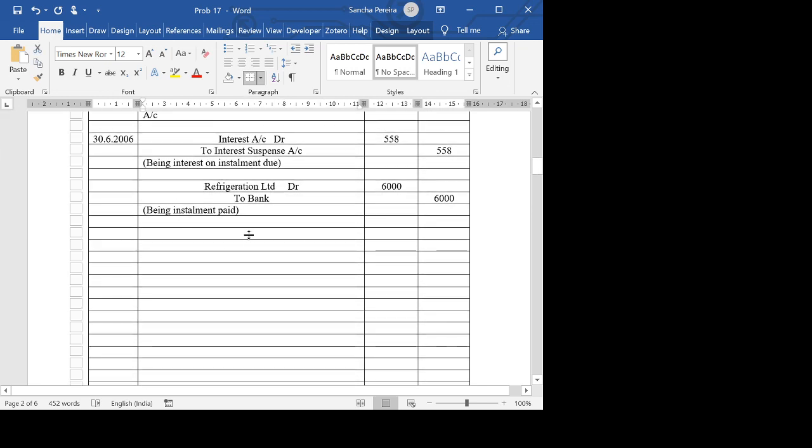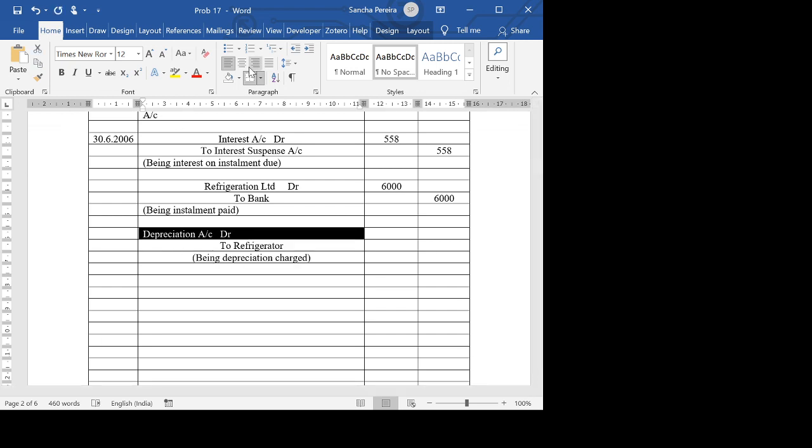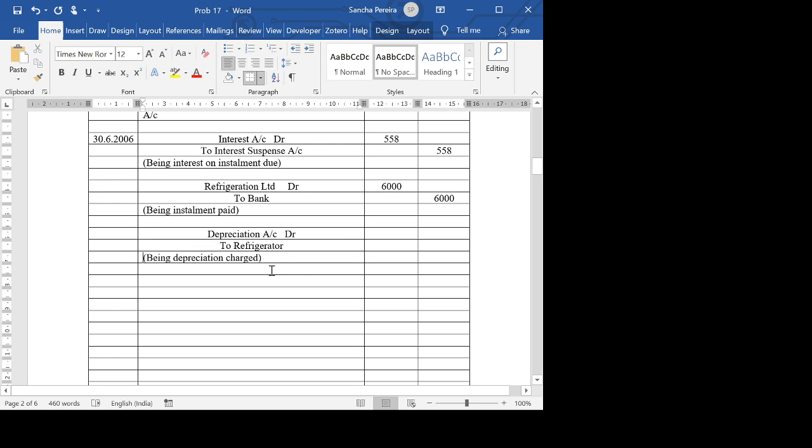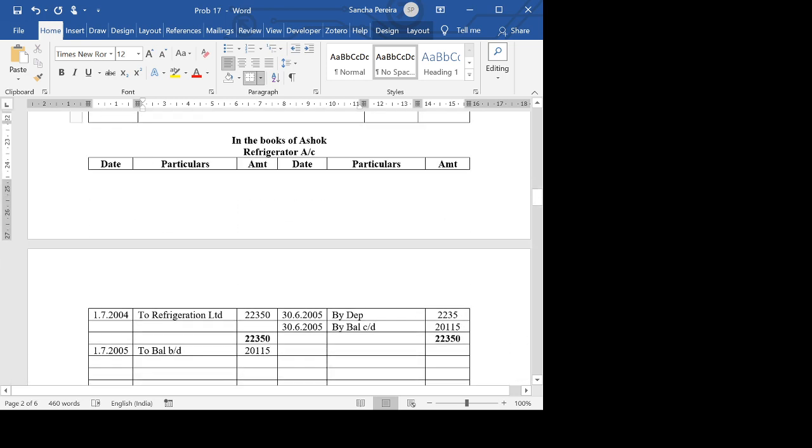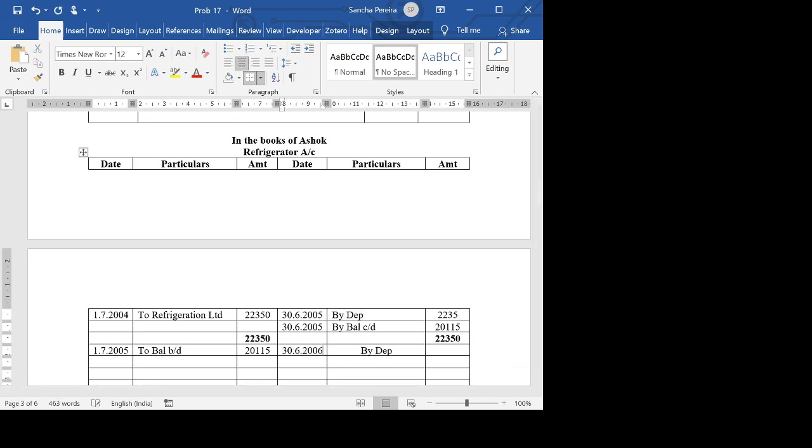You can at least finish in the books of the hirer, the books of the buyer. So depreciation account debit to refrigerator. Now we need to calculate the depreciation. So we'll post this entry here first in the asset account. 30th June 2006, by depreciation.